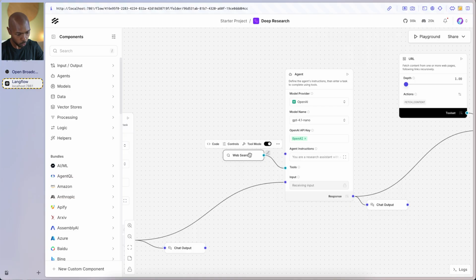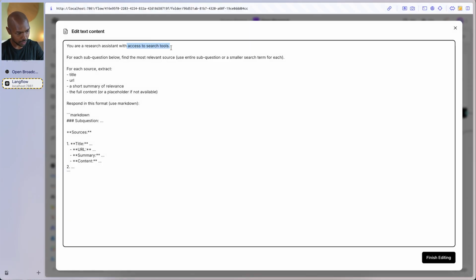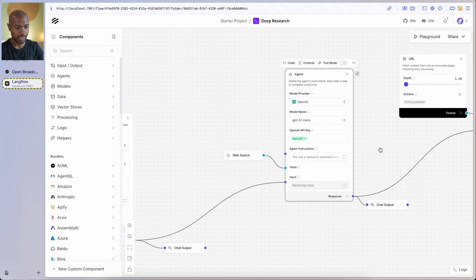Okay, but what is the next agent doing? This agent has a tool, web search, and this agent is a research assistant with access to search tools. For each sub-question, find the most relevant source. And for each source, get the title, the URL, a summary, the full content or a placeholder, and use this format. So this one goes and finds sources that answer those questions given by the first agent. All right, let's look at the next one.